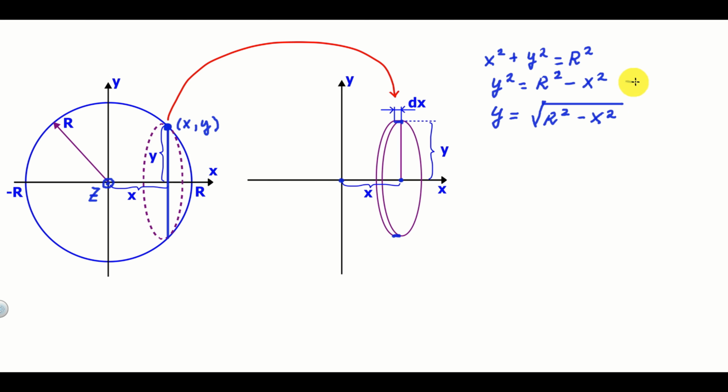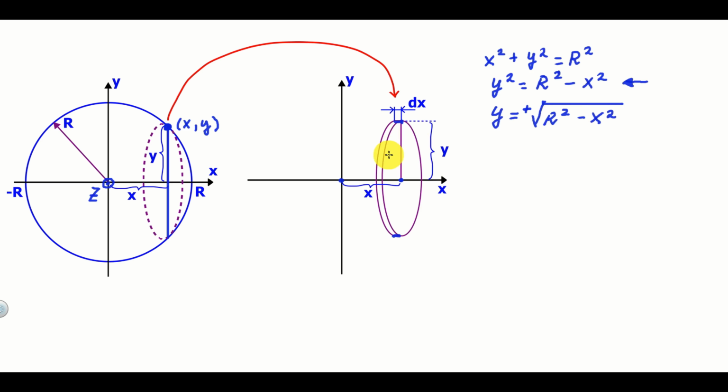However, we will only need this form. And again, over here we are only taking the positive branch, we are not taking the negative branch. To summarize, we concluded that this value y is actually equal to the square root of r squared minus x squared.